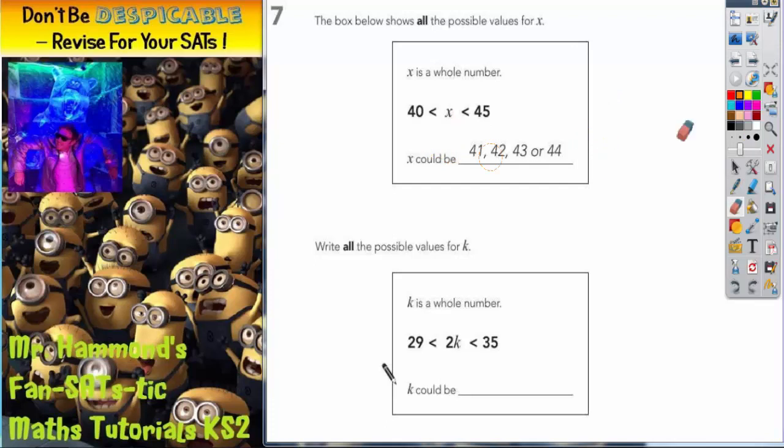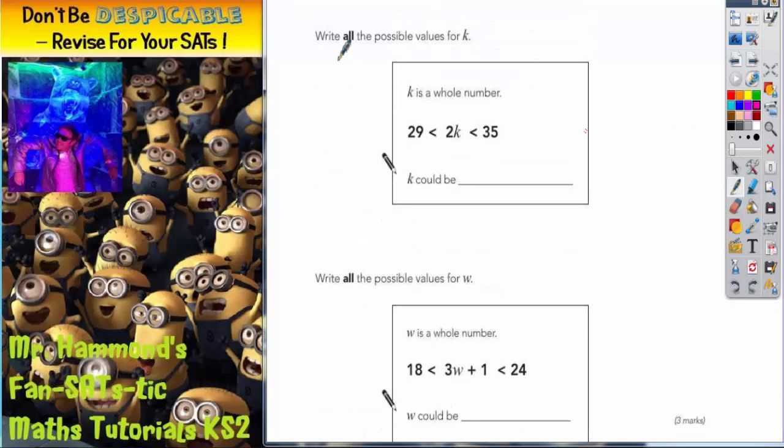Now let's scroll down to see the question that we've got to do. Well, it says, write all the possible values for k. K is a whole number. This time we've got that 2k is greater than 29 and less than 35. So in other words, 2k is between 29 and 35. So k has been doubled.